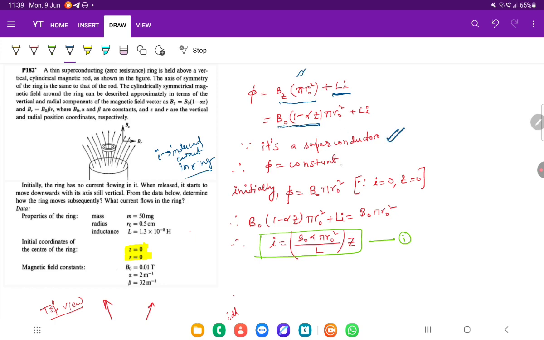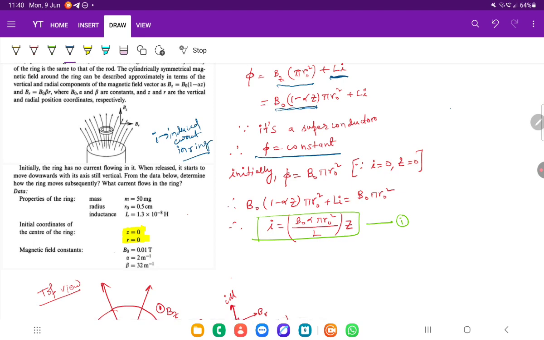Now as it is a superconductor, we can claim that phi will be constant. Why? Because if d phi dt is non-zero, then there will be infinite current induced. Or you can say it this way: the rate of change of flux, phi dot, should equal I times R. And as R is 0 for superconductors, phi dot should be 0. That implies that phi is constant. So that's a very basic idea for superconductors, that phi remains constant with time as the resistance is 0. This is the condition for a superconductor.